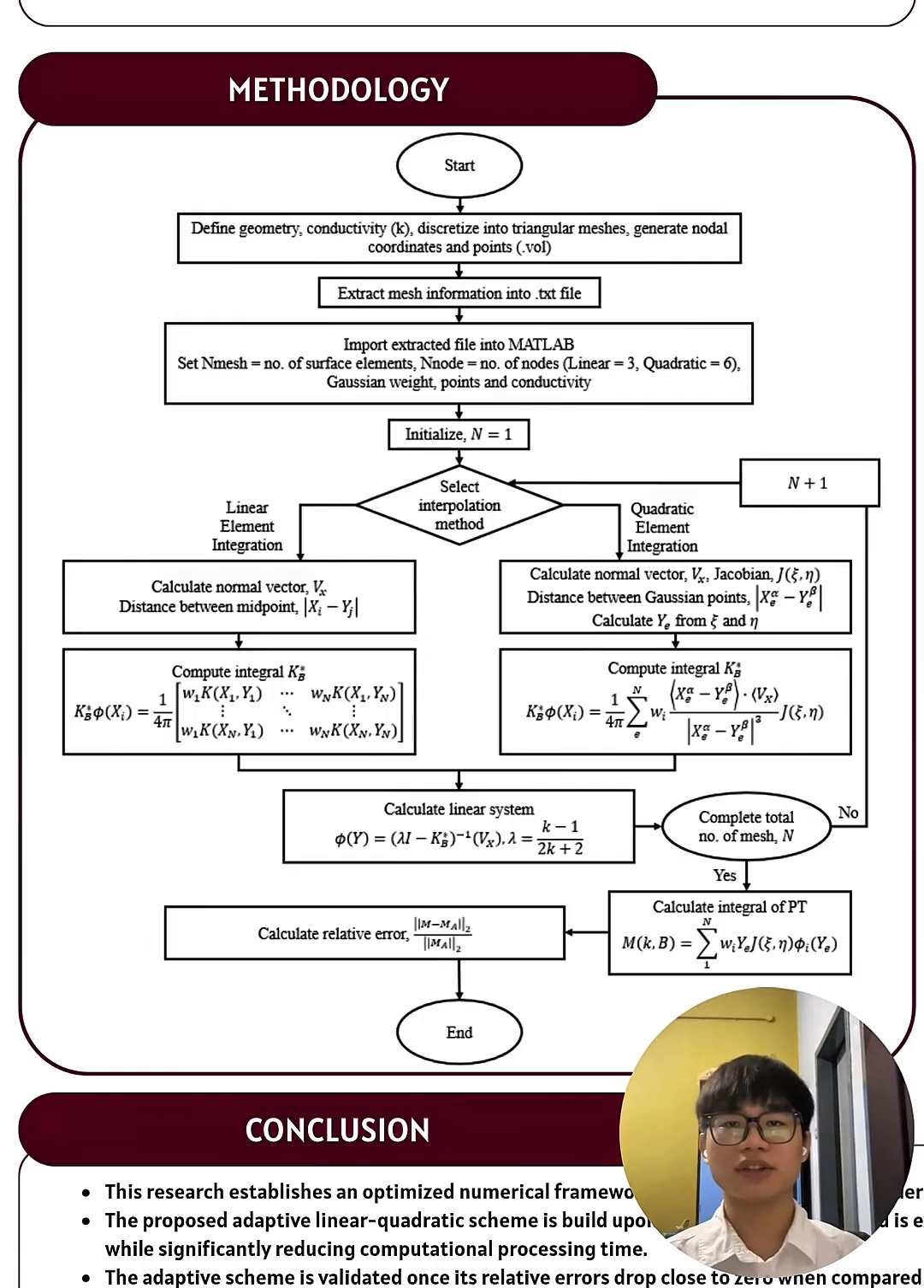As detailed in the methodology flowchart, our process begins by defining the geometry, discretizing the geometry into triangular meshes, and generating nodal coordinates and points using DetGen. Once the mesh information is extracted into MATLAB, the code calculates the normal vector, Gaussian weight, and distance between the midpoint of the element and distance between Gaussian points for linear and quadratic element integration respectively. Then the K star B is computed, followed by solving the linear system. Finally, it outputs the final PT values alongside a relative error.